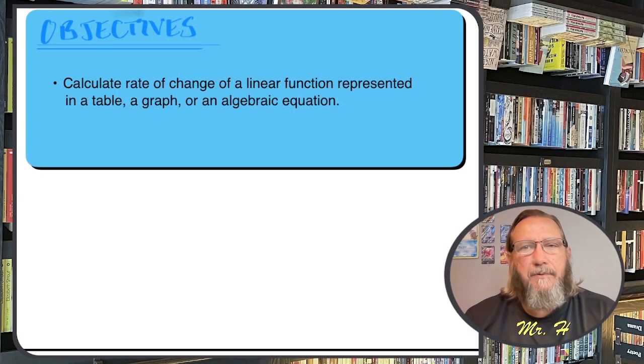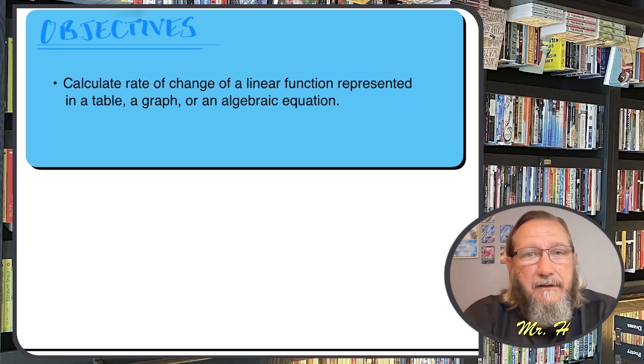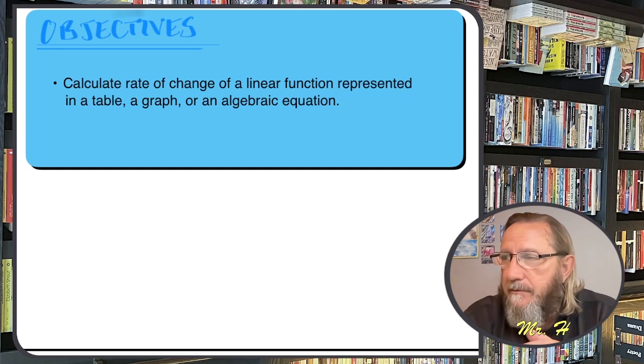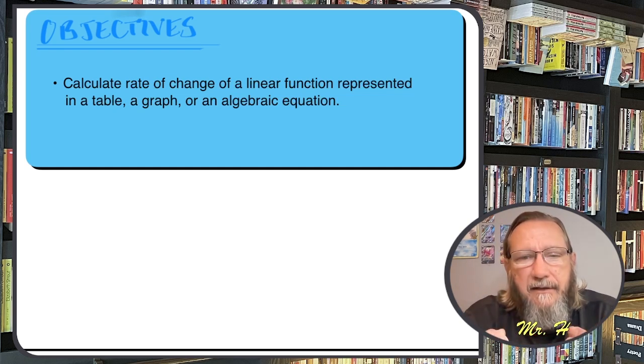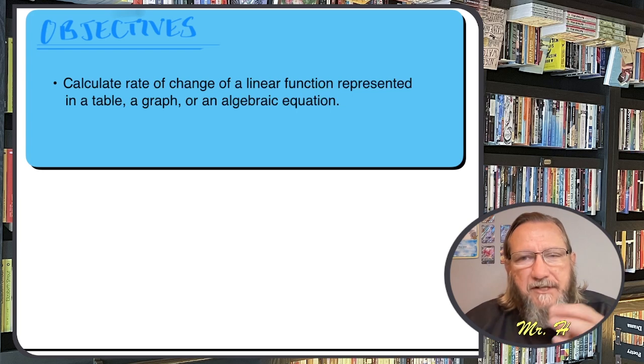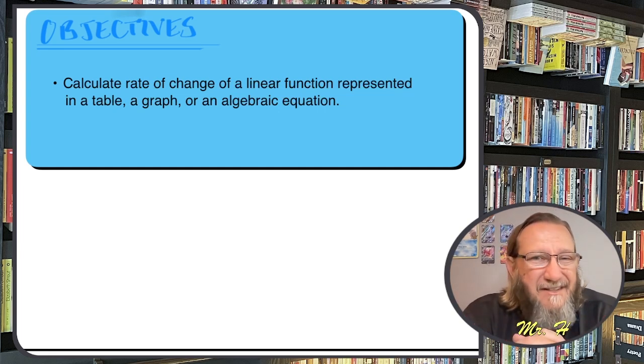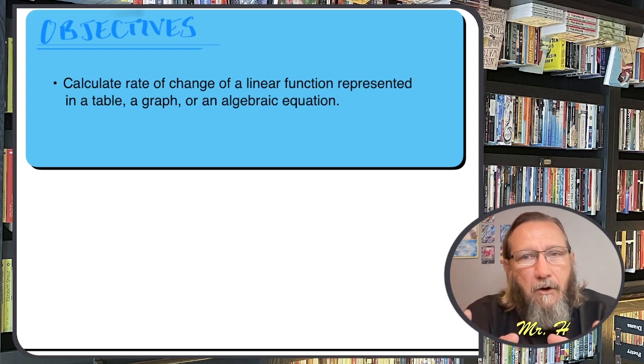First, we want to take a peek at the objective for today's learning. It's very short, a simple one-sentence statement. We are going to be calculating the rate of change based on information that's going to be presented in a table, information that's going to be presented in a graph, or information that's going to be presented to us in just an algebraic equation. It's that simple. We'll look at all three of those types of problems.